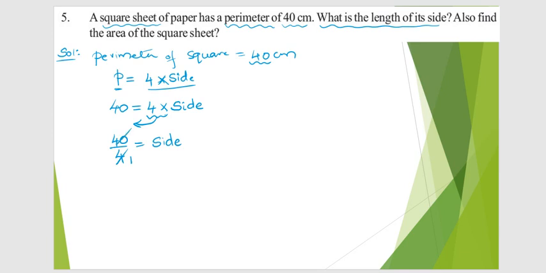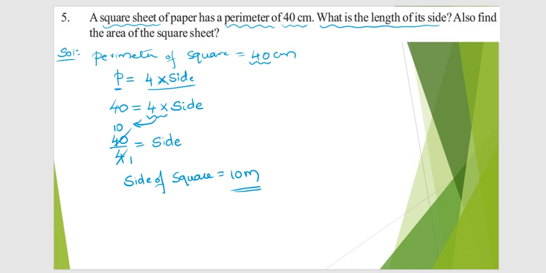In the 4 table this goes 1 time and this can be cancelled 10 times. So from this, what can I say? Side of square is equal to how much? Side of square is equal to 10 meters.